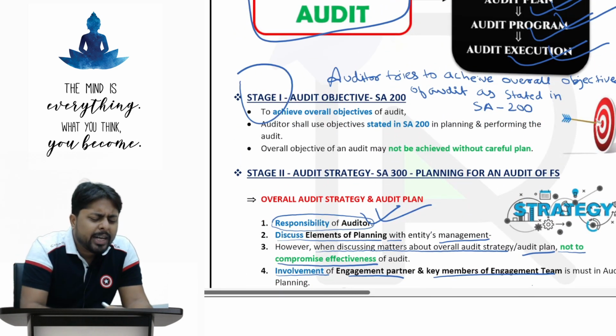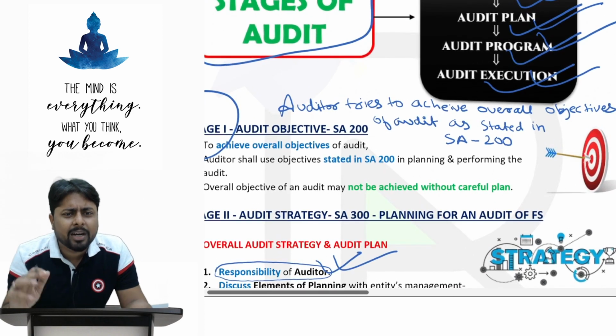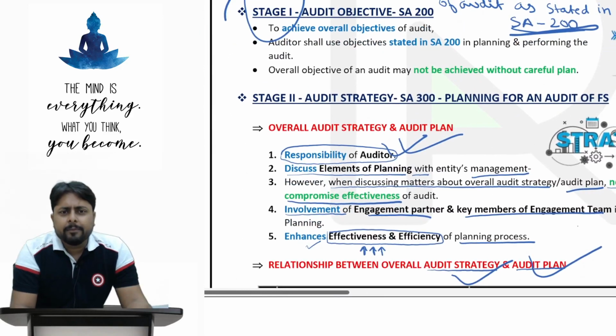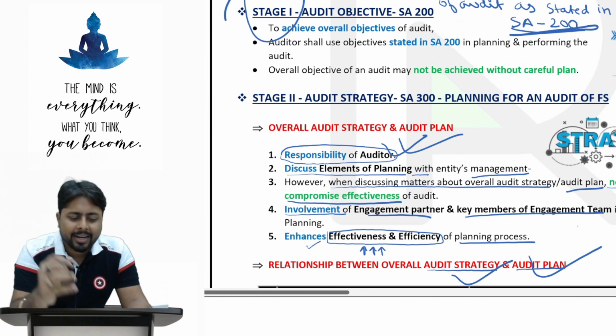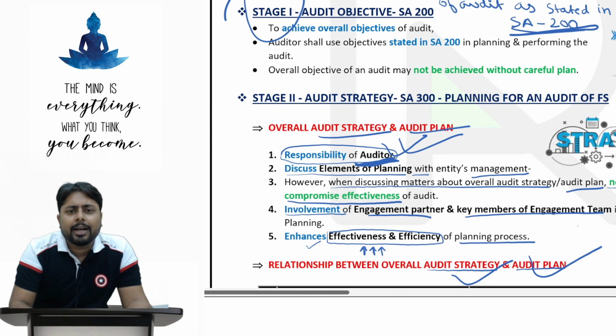Stage number 1, audit objective. The auditor tries to achieve the overall objective of the audit as stated in which standard? SA 200. Next stage is audit strategy. Whose responsibility is it to make the audit strategy and the audit plan? The auditor. So it is the responsibility of the auditor to set the audit strategy and make the audit plan.